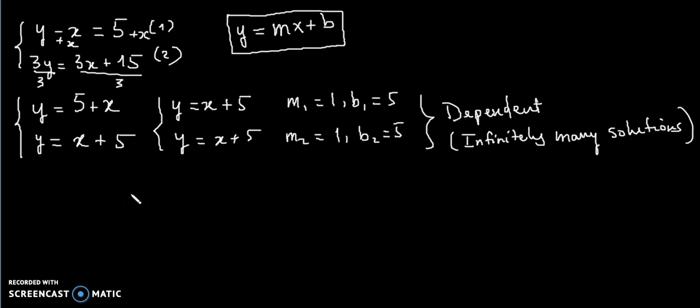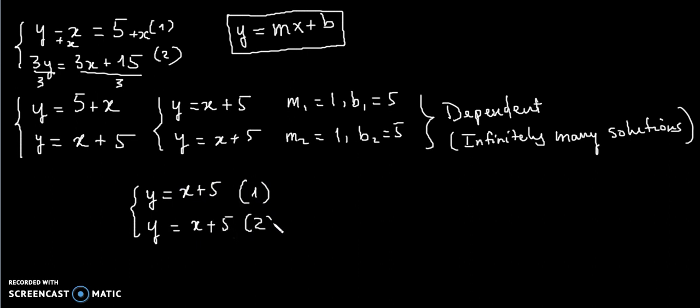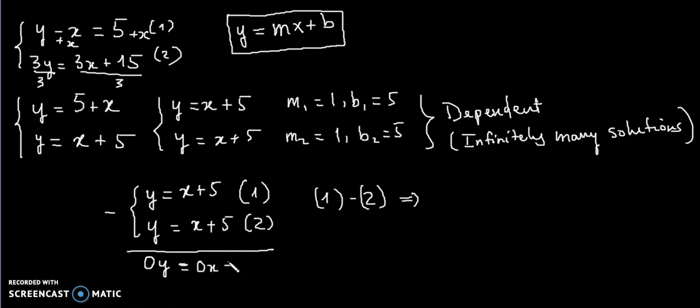So let's say I rewrite this: y equal to x plus 5 and y equal to x plus 5 here. I have equation 1 and equation 2. Now I'm going to subtract equation 2 from equation 1. So equation 1 minus equation 2. You would have y minus y is 0. Instead of writing 0, I would say 0y. The same thing here, I have 0x plus 0.